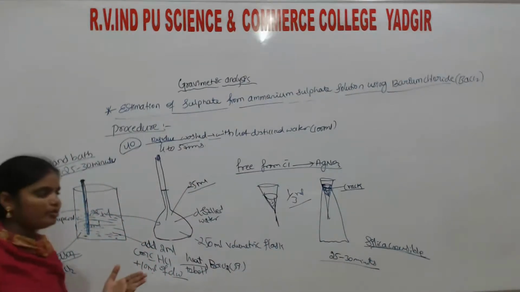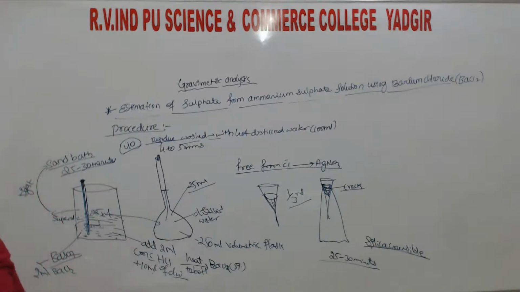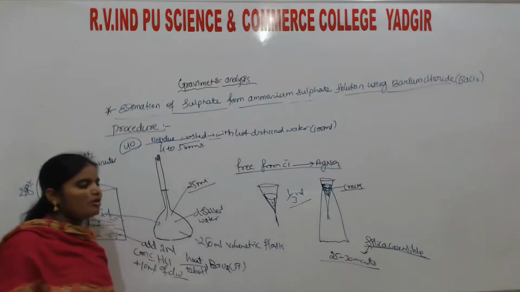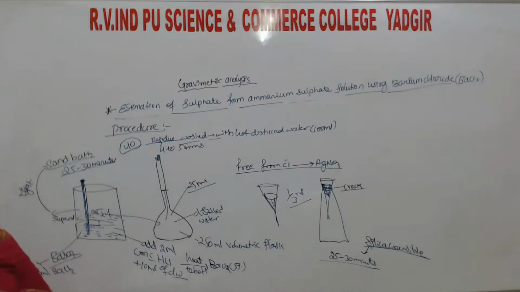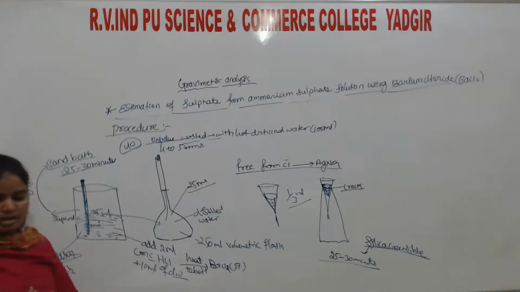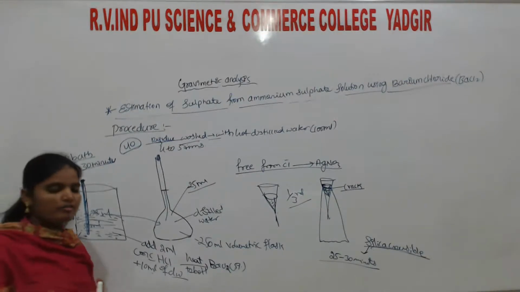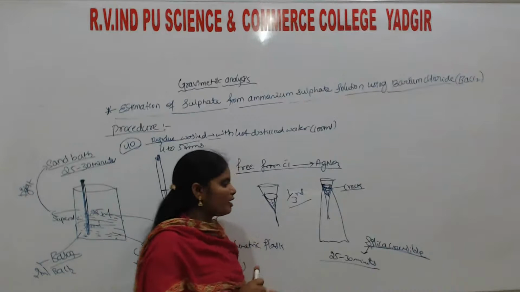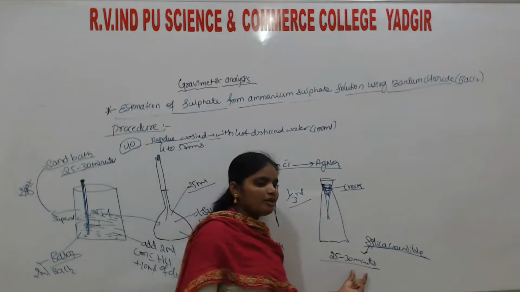Then remove the crucible from the electric crucible heater and cool it in a desiccator to room temperature. Afterwards, weigh the residue as barium sulfate and record its weight as W grams.